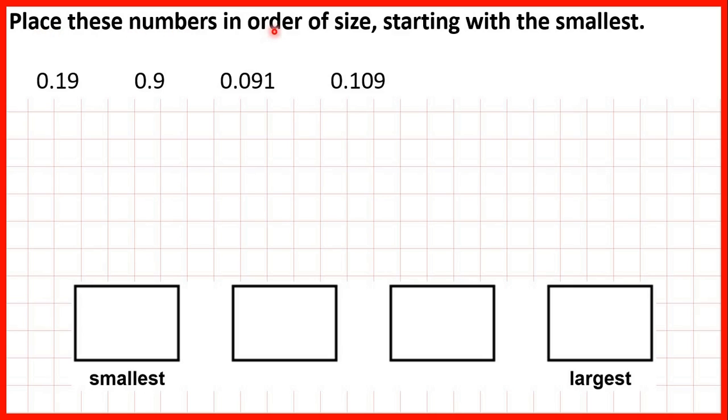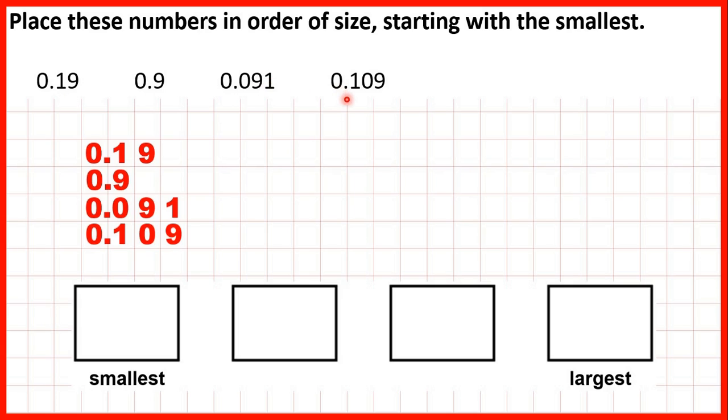Place these numbers in order of size, starting with the smallest. So we have 0.19, 0.9, 0.091 and 0.109. So I've written the numbers out with the decimal points lined up, because if the decimal points are lined up, then our place values, so our ones, our tenths, our hundredths and our thousandths digits will be lined up as well.